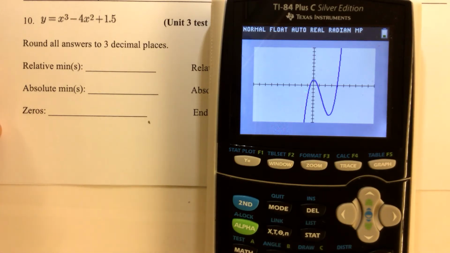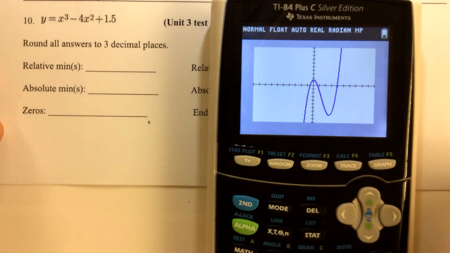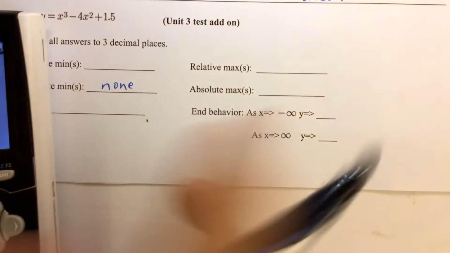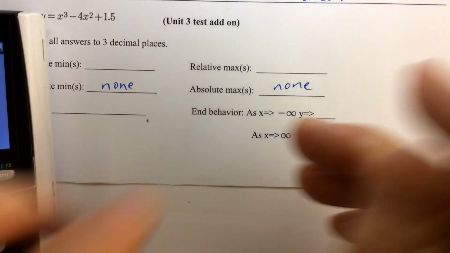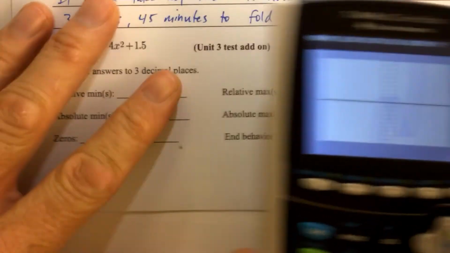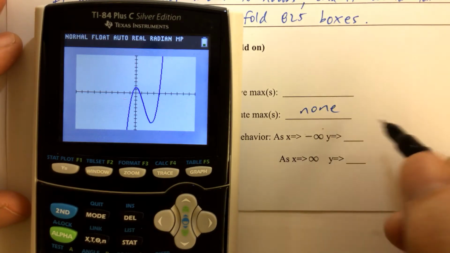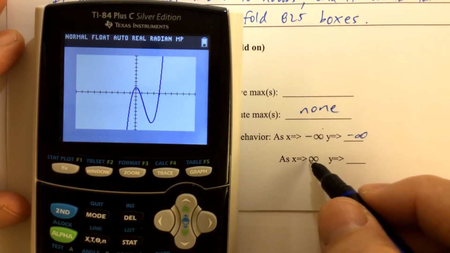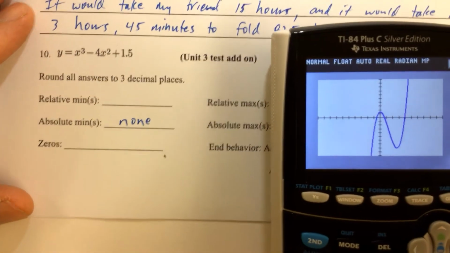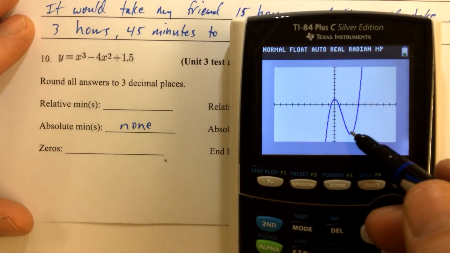The first thing I want to do is notice that I have a relative max and a relative min. There are no absolute mins or maxes, so I'll write down "none" so I don't get confused. I can also look at this and notice that as x approaches negative infinity, y also approaches negative infinity, and as x approaches positive infinity, y approaches positive infinity. So I notice that I have 3 zeros, and I have one relative max and one relative min.